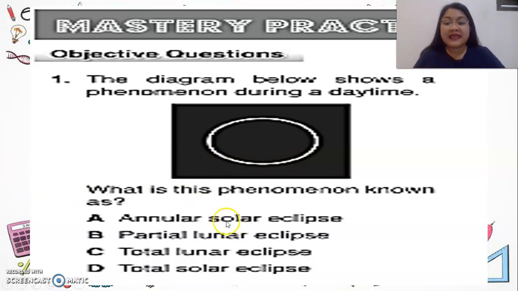Letter A, annular solar eclipse. Letter B, partial lunar eclipse. Letter C, total lunar eclipse. Letter D, total solar eclipse. 3, 2, 1. Very good. The correct answer is annular solar eclipse because the sun is not fully covered by the moon.